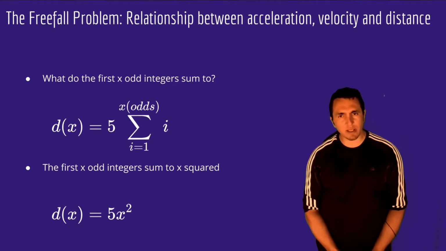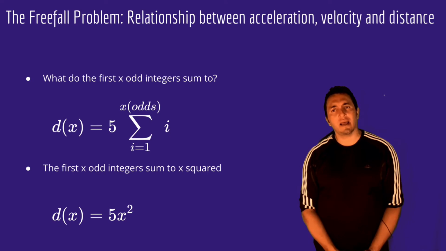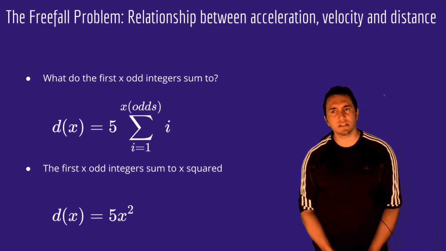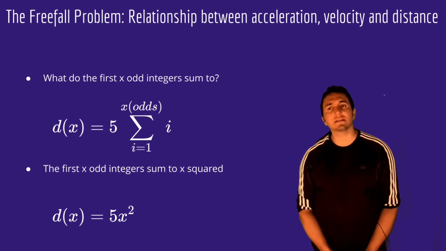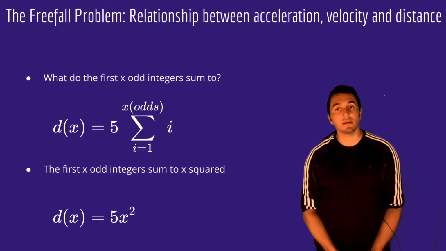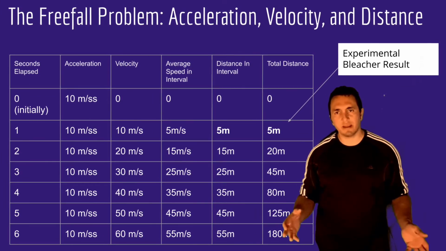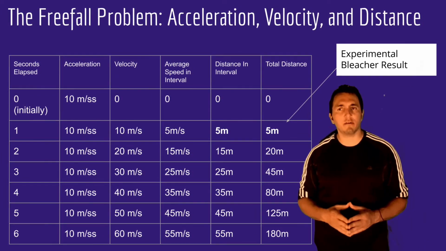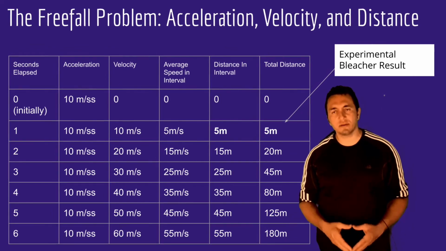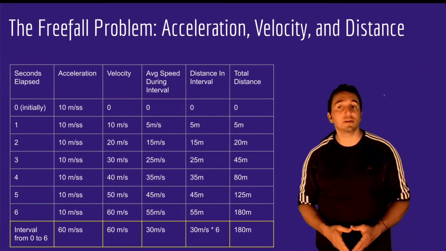And we can say, okay, well, instead of saying 5 times the first x odd integers, we can just say 5 times x squared, where x is the amount of seconds that the ball has fallen. If we recall our original plan for how we thought about how the ball fell was to break it into segments of 1 second each. We could have just done the whole interval.